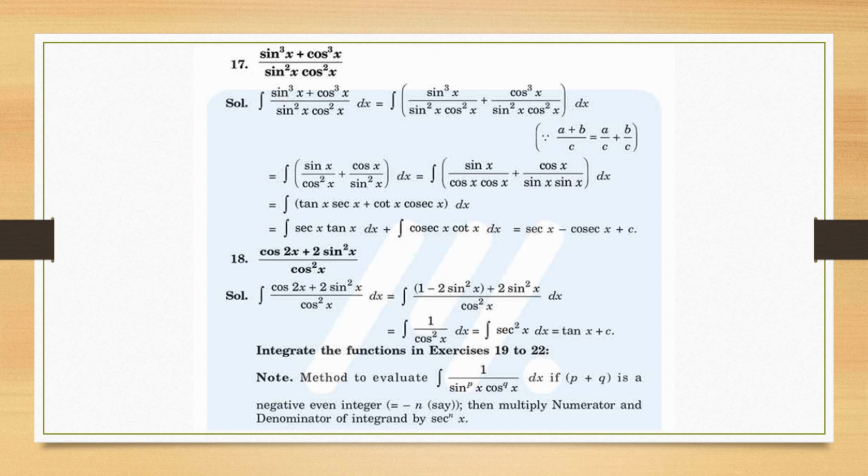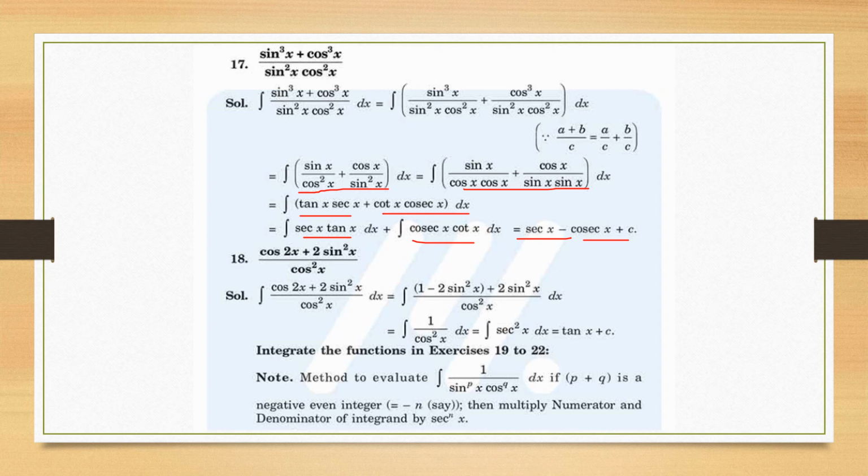So one sin square is cancelled with this, so after opening and reducing, I'll get the first term as tan x secant x, and the second as cot x cosecant x. Now secant x tan x has integral secant x, and cosecant x cot x has integral minus cosecant x plus c, which is the required answer.